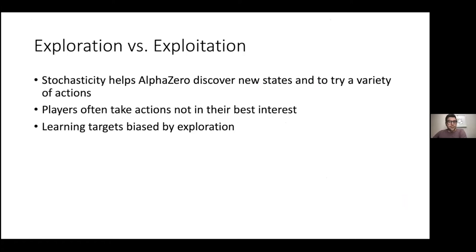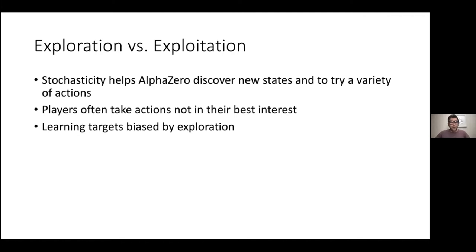These two exploration mechanisms bring about an exploration-exploitation trade-off. On the one hand, the stochasticity of these mechanisms helps AlphaZero discover new states and try a variety of actions, which gives it the opportunity to learn a better policy. But on the other hand, the stochasticity causes players to often take actions that aren't in their best interest. So this produces self-play games whose outcomes do not reflect the true values of the states encountered during the games. This creates learning targets that are biased by exploration, and when we use them to update our policy value network, it causes the network to learn inaccurate value estimates and then a poor policy. So this is a trade-off that AlphaZero needs to manage.